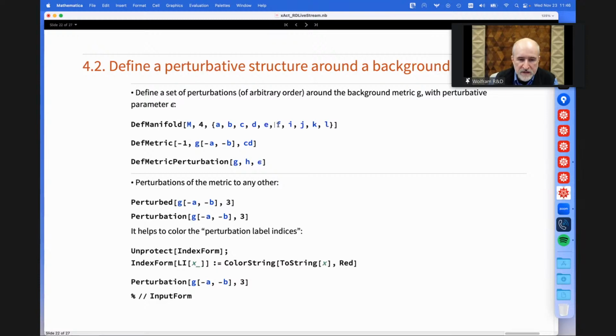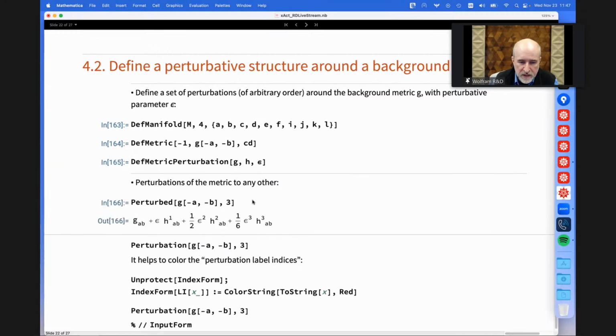Again, we define a manifold. And because I deactivated the messages, we don't get any more messages. We define a metric, and now we are going to define a perturbation structure. This means H are perturbations of any order of the background metric G with perturbation parameter epsilon. Now we can do things like, if I perturb the metric to third order, how does it look? And it looks like that.